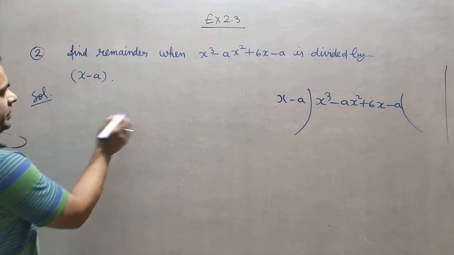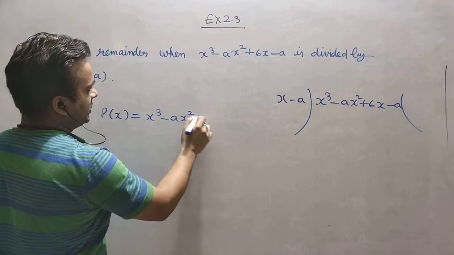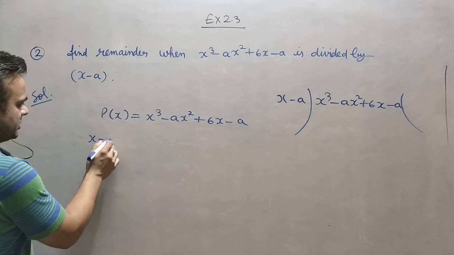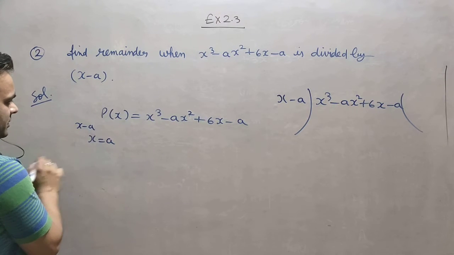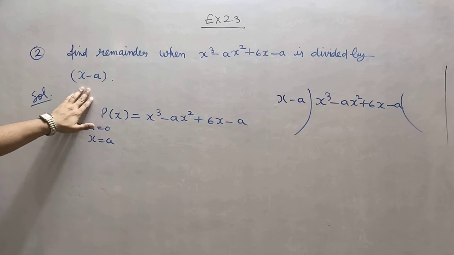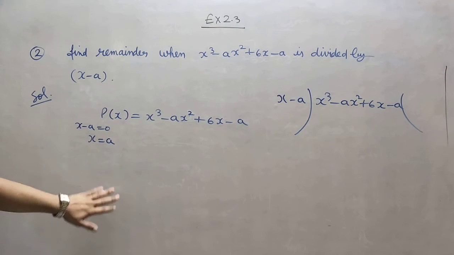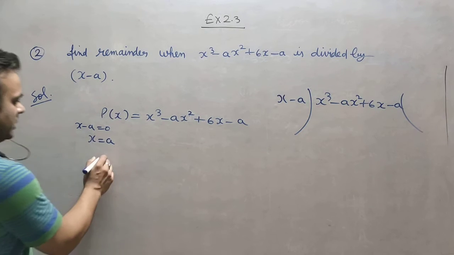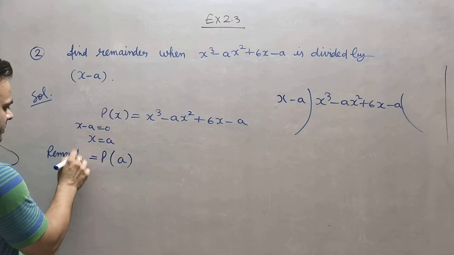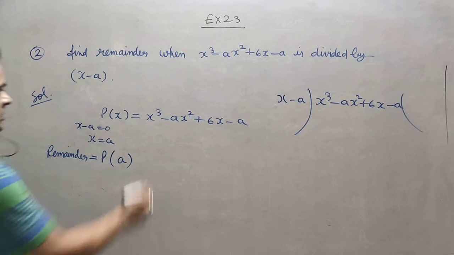Now you know very well, if it is p(x), I am writing it here so that we can easily connect with the remainder theorem. If x minus a is the divisor, we make it equal to 0 and get x equal to a. We put x equal to a in place of x, and this value will give you the remainder according to the remainder theorem. So what will it be?